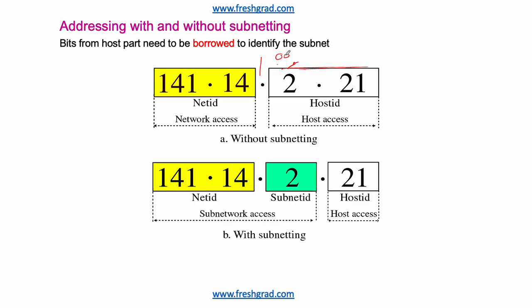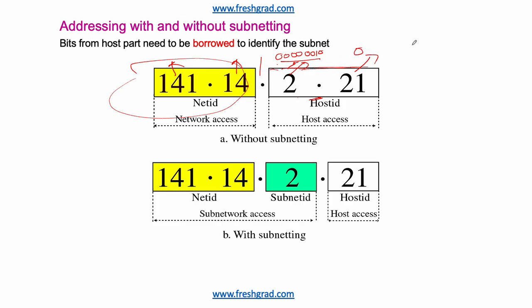This one is technically converted into binary. This one has 8 bits, this one has 8 bits as well, this one has 8 bits, and this one has 8 bits. So what we do, the network ID remains the same. You borrow the bits from the host ID. Here is an example of class B. Class B has 16 bits of host ID.